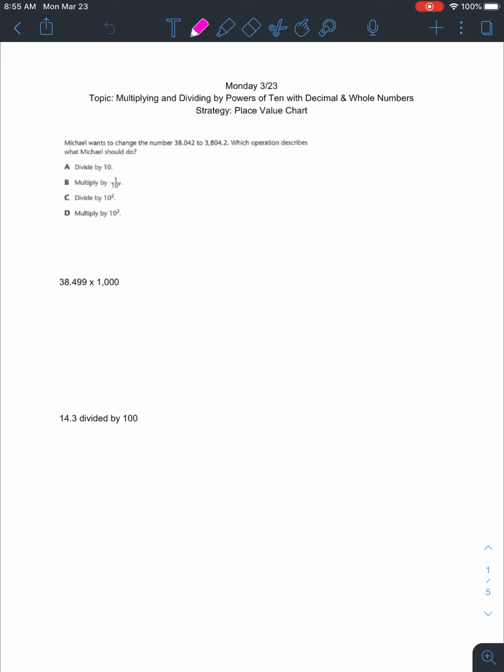Today we're going to be reviewing multiplying and dividing by powers of tens with decimals and whole numbers. The strategy that we're going to be using is the place value chart. Let's look at this first problem.